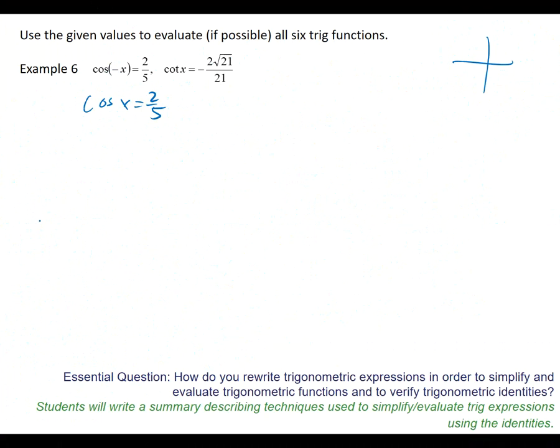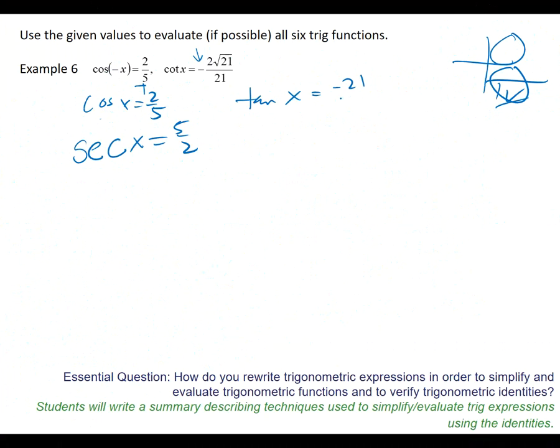Before I get too far, I am going to identify my quadrants just in case I need it later. So cosine is positive in which two quadrants? 1 and 4, okay, and then cotangent is negative in which one of those two? 4. So I want quadrant 4 answers this time. All right, cosine, what do I get for free? Secant, okay, so secant of x equals 5/2. And then cotangent, what do I get for free? Tangent, and I'm going to have to do some work here.